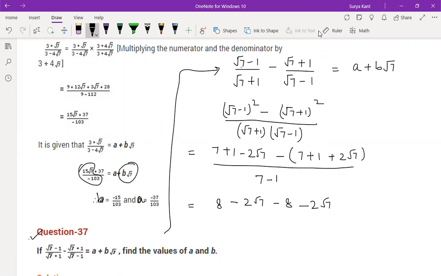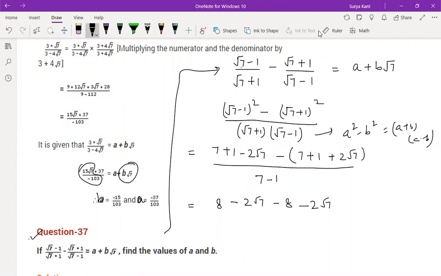Here minus 8 and minus 2, so the 7 square and 1 square, the roots get cancelled. In the denominator, root 7 plus 1 into root 7 minus 1 becomes root 7 square whole square minus 1 whole square, so it becomes 7 minus 1. Yes, exactly, a square minus b square. This is nothing but a plus b, a minus b. This is the formula.